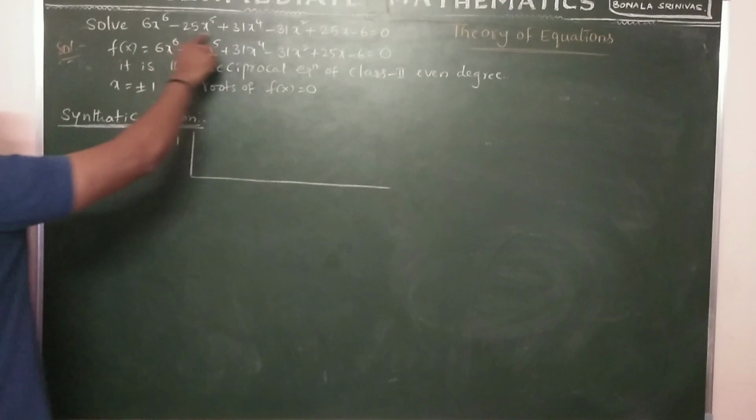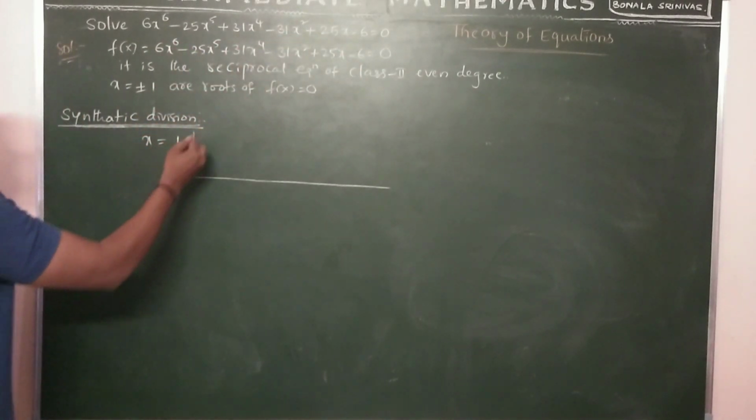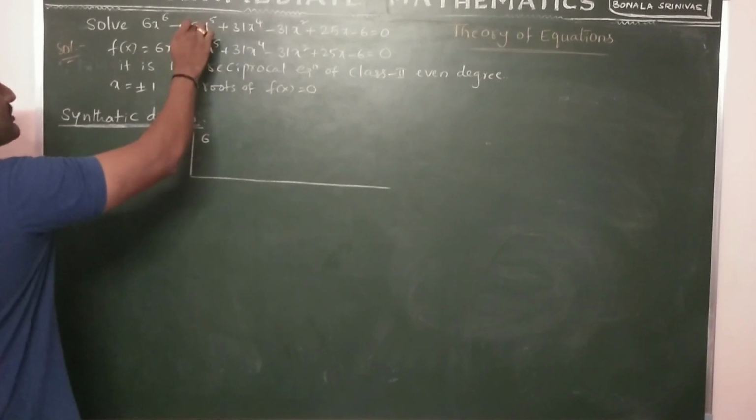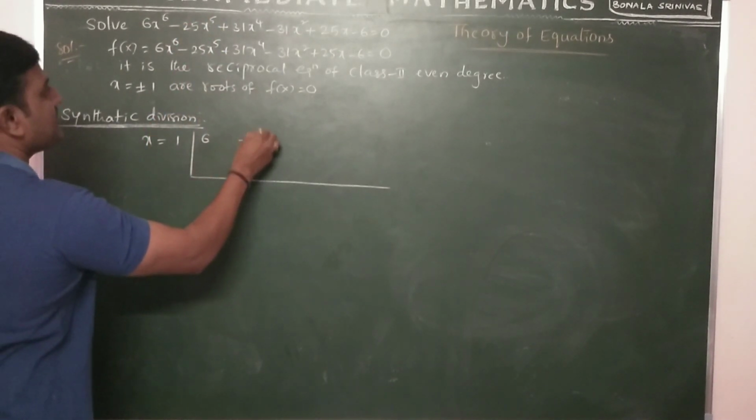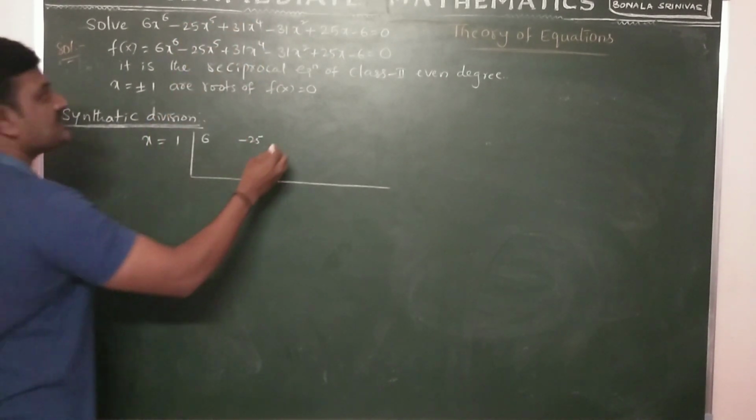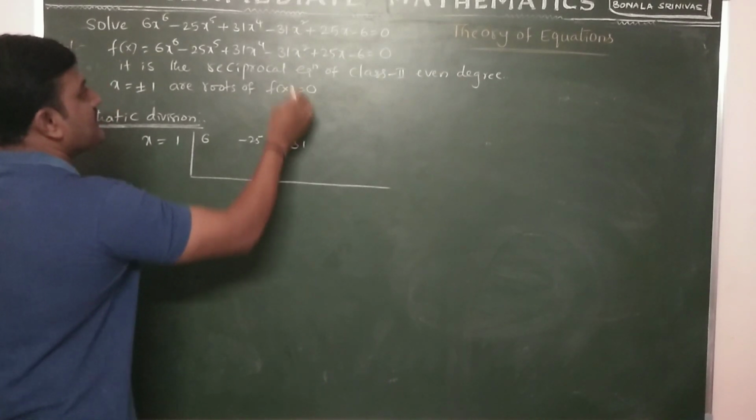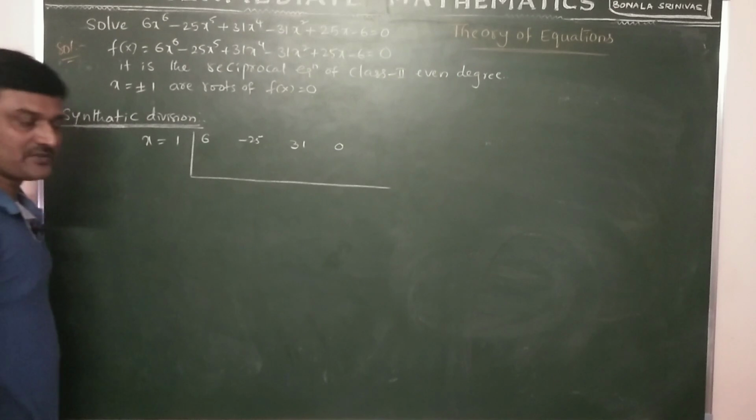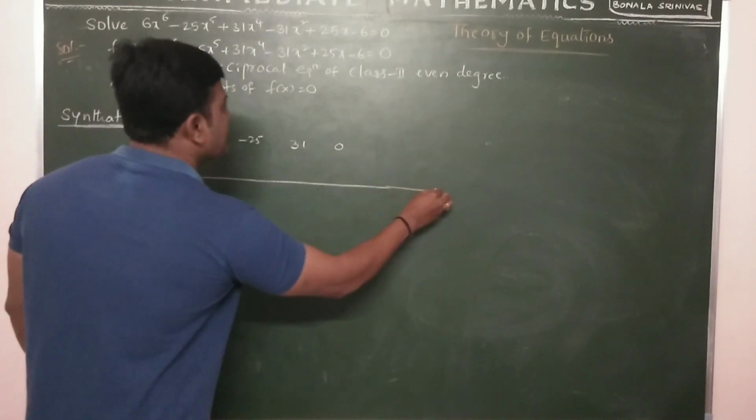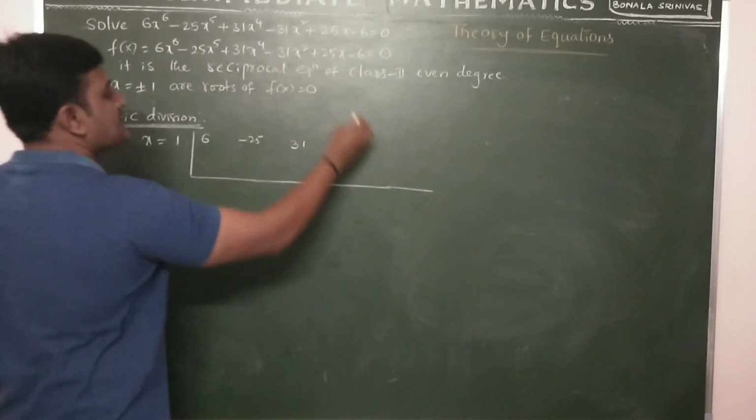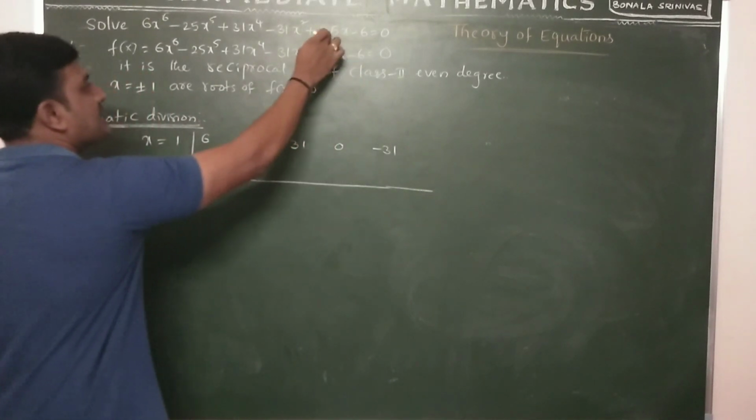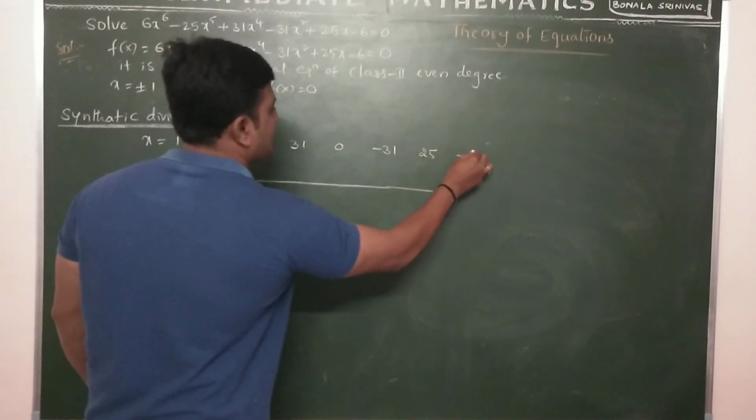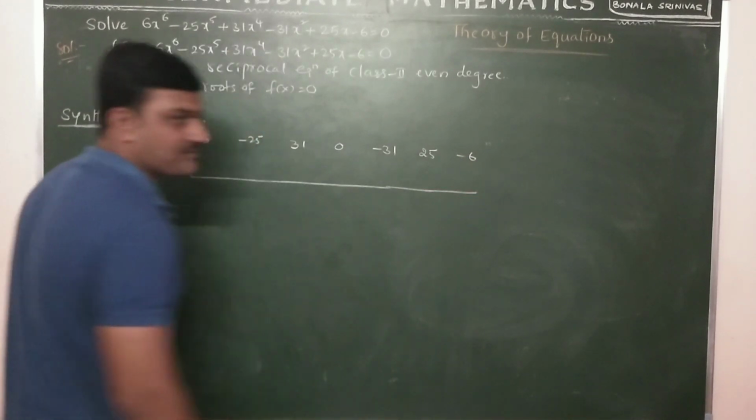Now taking the coefficients of the given equation: the x power 6 coefficient is 6, the x power 5 coefficient is minus 25, and the x power 4 coefficient is 31. There is no x cube term, that's why taking 0. The x cube coefficient is 0. Yes or no? And the x square coefficient is minus 31, the x coefficient is 25, and the last constant is minus 6.